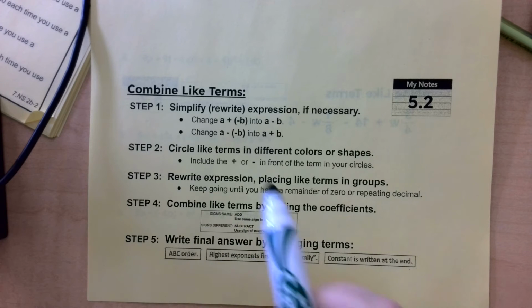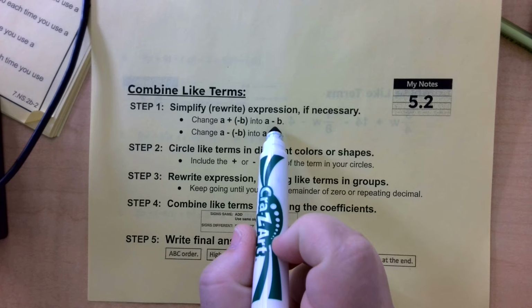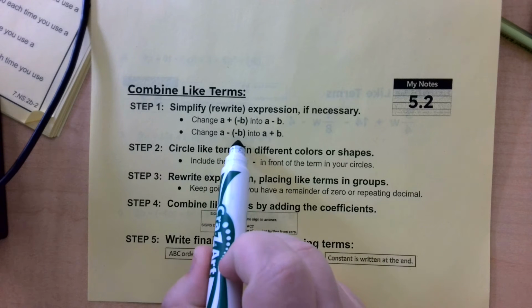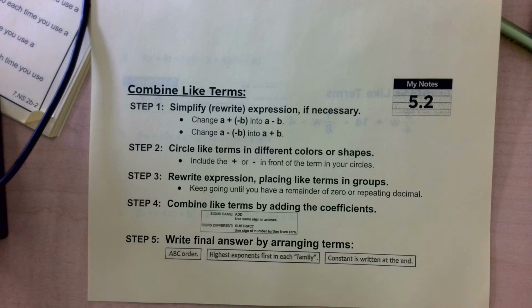Here are our steps. Step 1, simplify the expression if necessary. So if there's a plus and a negative, we can just change it to subtraction. If there's minus a negative, we can change it to addition. Because remember my kung fu moves, two negatives, and so on. A negative sign and a subtraction sign turns into an addition sign.